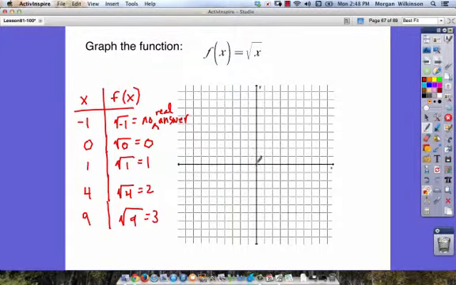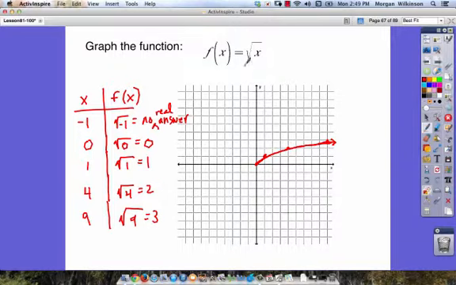So, x is 0, f of x is 0. X is 1, f of x is 1. X is 4, f of x is 2. X is 9, and our f of x is 3. So our graph is going to look something like this. A nice smooth curve headed out to the right.